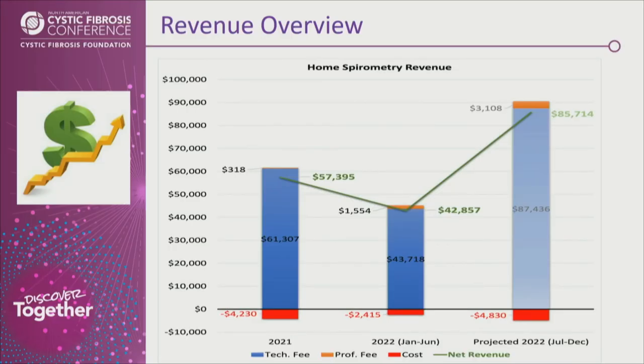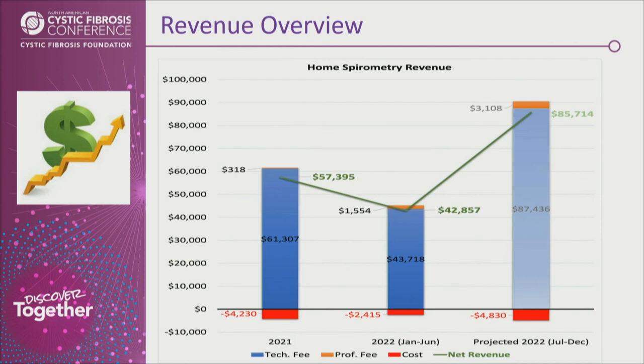So this is our revenue. This is the most important slide, obviously, that I want to point out, which is presently we have 155 people that have been issued or dispensed a HS device. In 2021, we only billed for 144 of those 155. Those are the non-managed plan people.